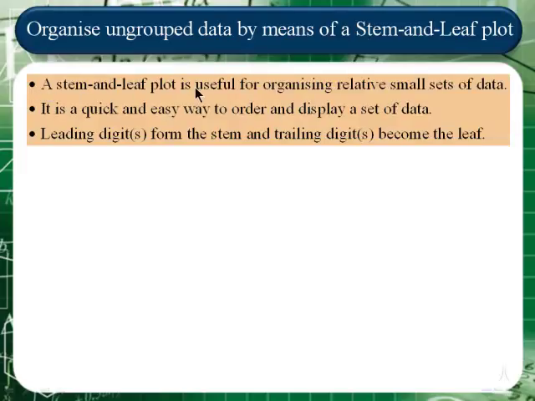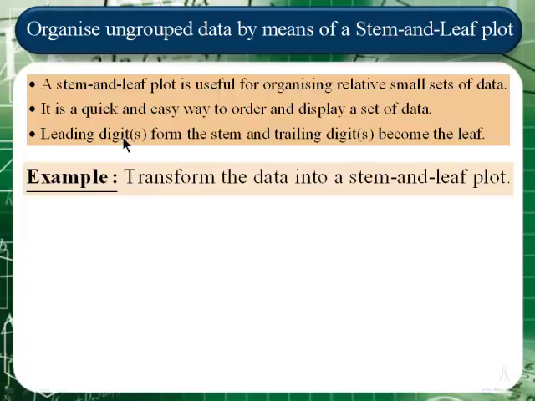Next we focus on how to organize ungrouped or raw data by means of a stem and leaf plot. Now a stem and leaf plot is useful for organizing relatively small sets of data. It is a quick and easy way to order the display in a set of data. To do this, the leading digits form the stem, while the trailing digits become the leaf. So let us look at this example where we want to transform the data into a stem and leaf plot.